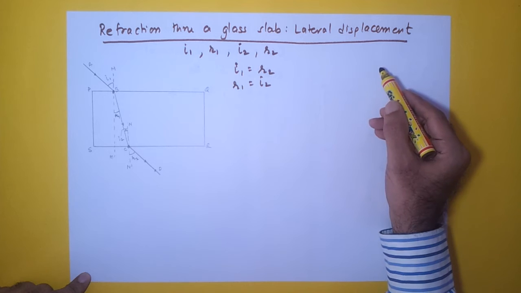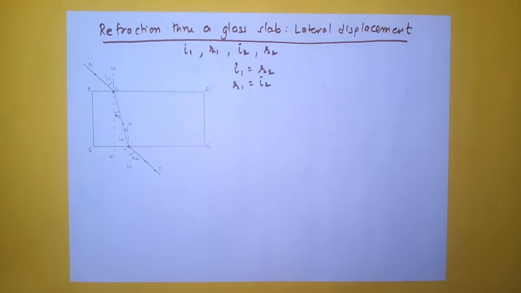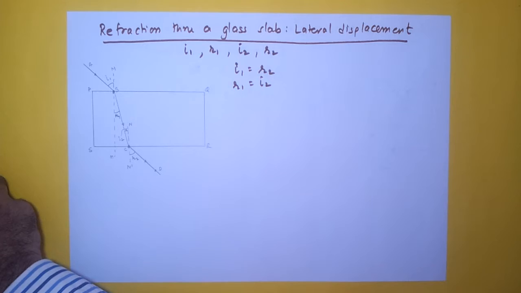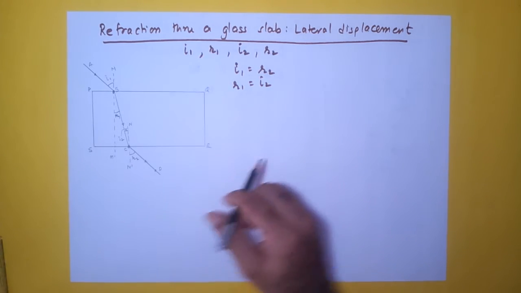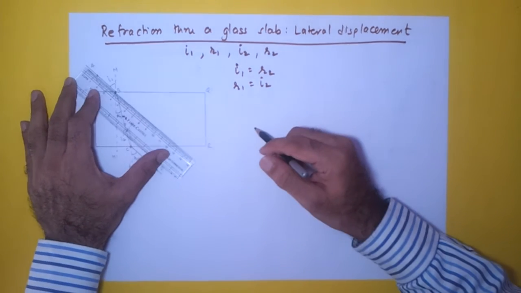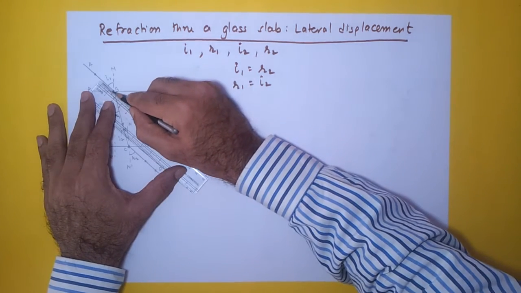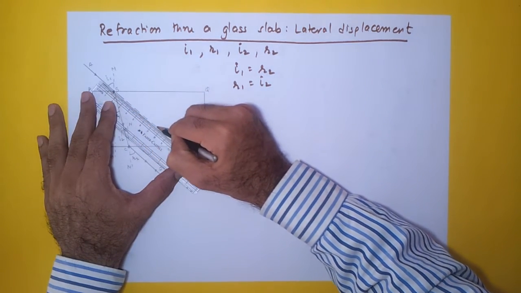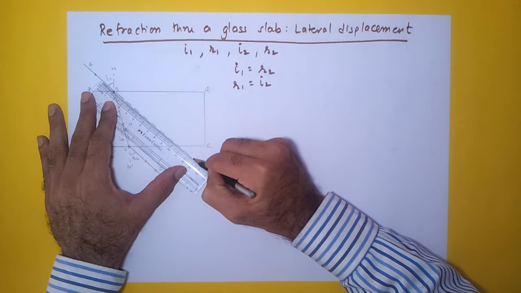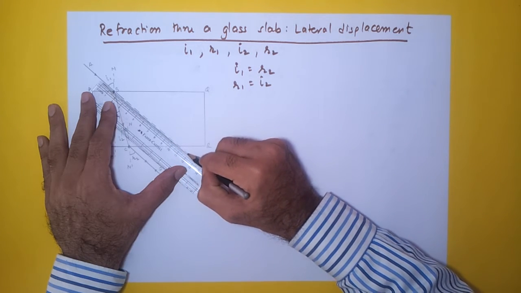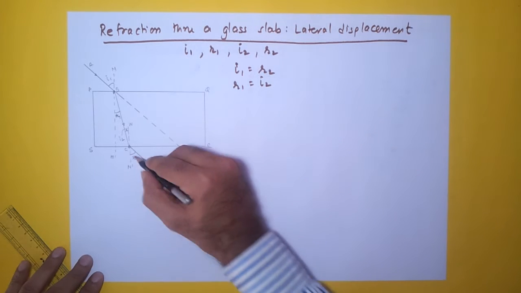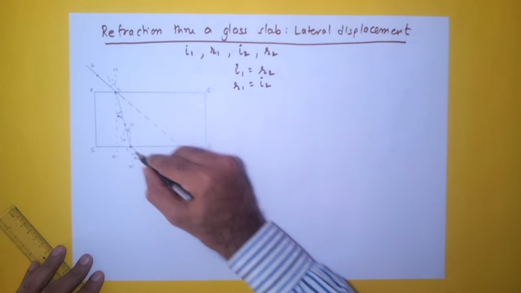So first of all, let us try to understand what exactly we mean by lateral displacement. The word lateral means sideways. So what is the sideways displacement here? In this case, the ray AB, if the glass had not been there, would have traveled without deviation, something like this. This is the path of ray AB if the glass slab had not been there. But actually the ray has come out along CD.